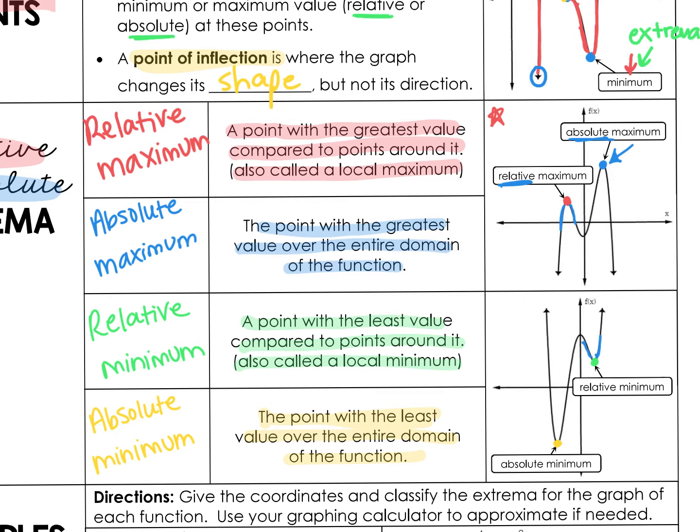So here, this point here, we would call it the absolute minimum because it is the lowest point on the graph. There's nothing that's lower than that point.